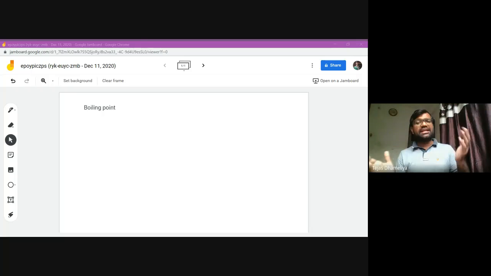Let us understand what happens when a compound is boiled. Basically, boiling point is for liquids. Boiling point is not applicable to solids. Solids may have a melting point, but if we have liquids, then liquids will have boiling points. What happens when we boil?